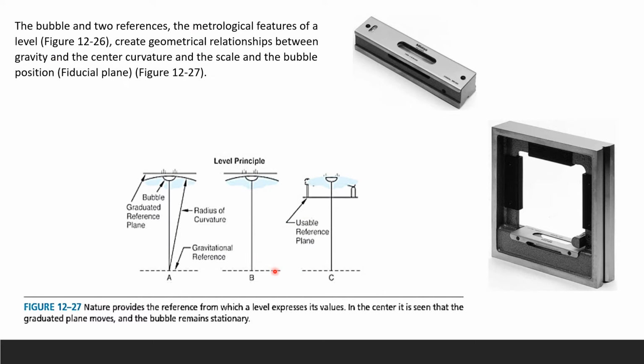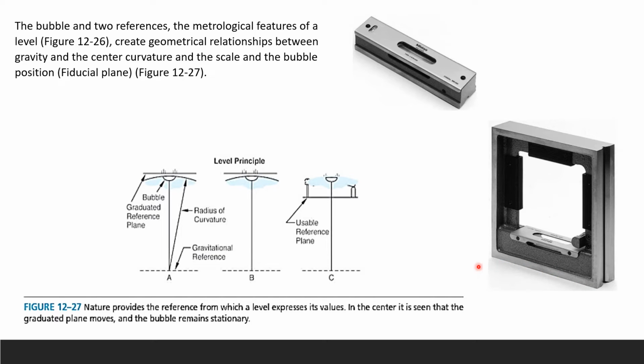The level principle, you can see it right here. This is called your fiducial plane. When you look at the bubble here, the graduated reference plane is here, and this is your radius of curvature where the bubble is standing, and here is your gravitational reference plane. This is what we're talking about, the geometric relationships between the gravity, the center of curvature, the scale, and the bubble position, okay?